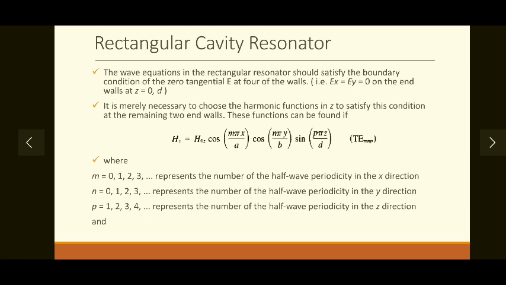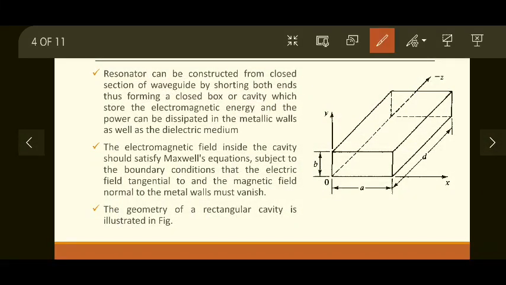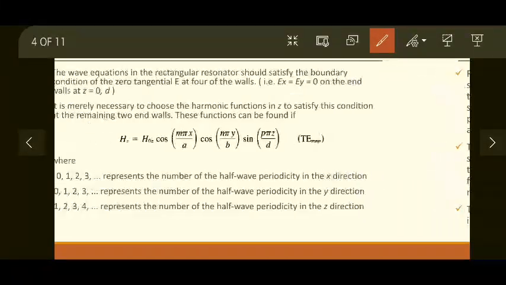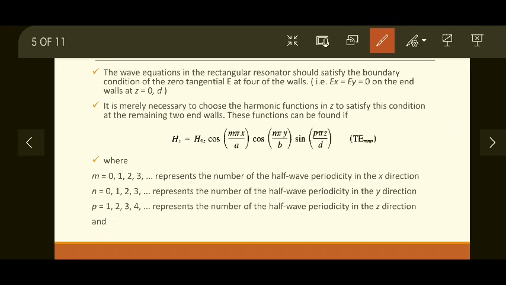Now we have seen how to find out the values of electric field components by considering Hz. So it is necessary to choose harmonic functions in Z. Why harmonic functions? Because we are concerned with the resonator. So in the case of Z, that is the direction of wave propagation, this is the direction of inserting a signal. So wave will propagate in this direction. So in Z direction, harmonic function should be satisfying the condition.